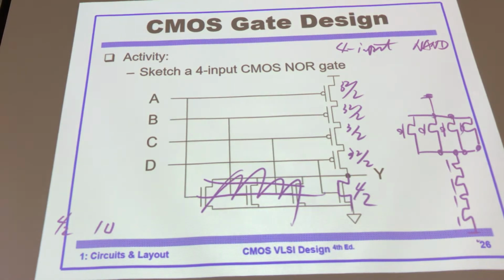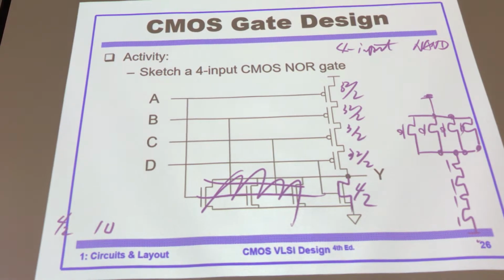Any answer? Yes? I'm not sure. That's okay, try. For the NMOS transistor, 16 over 2. For the PMOS transistor, 128 over 2. Okay.